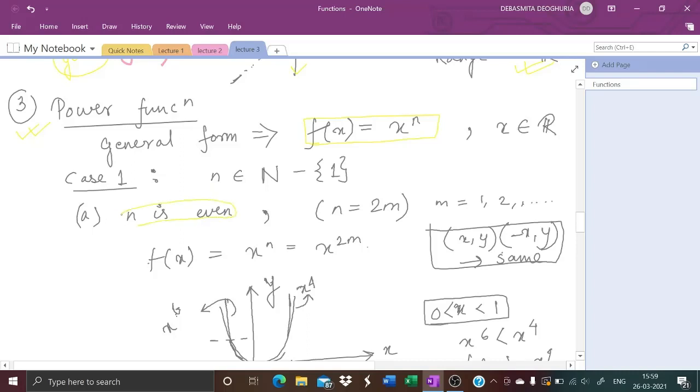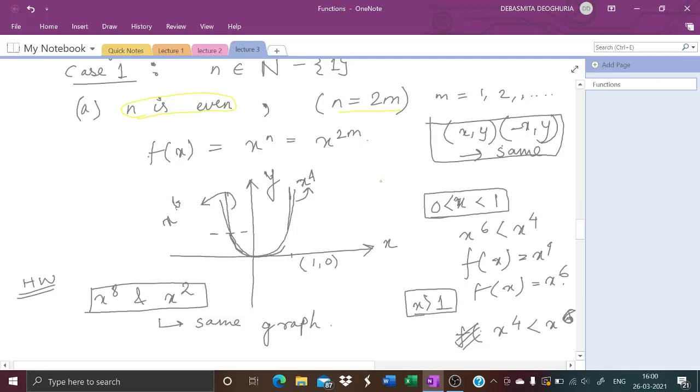Okay, if n is even and n is a natural number, not a fraction, then I can write n in the form of n equals 2m, and then I will draw the graph. In this graph I will have the points (x, y) and (-x, y) as well. If I put x positive and if I put x negative, I will get the same value of y, because this would be an even power. So this graph would be symmetric about the y-axis.